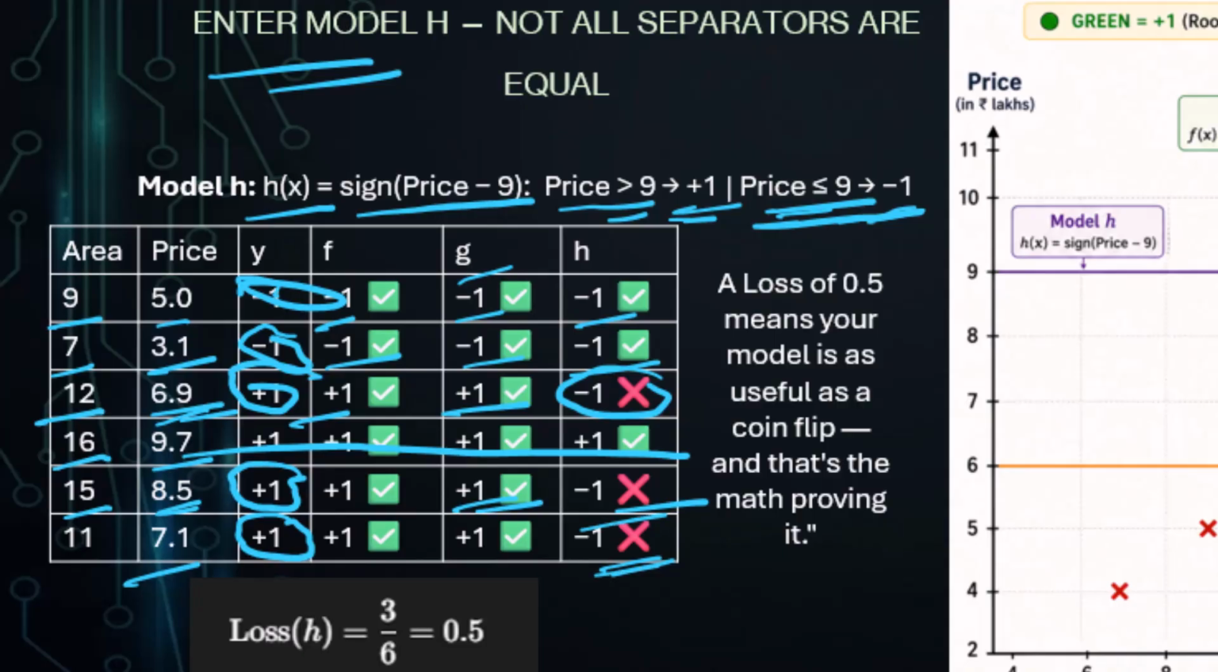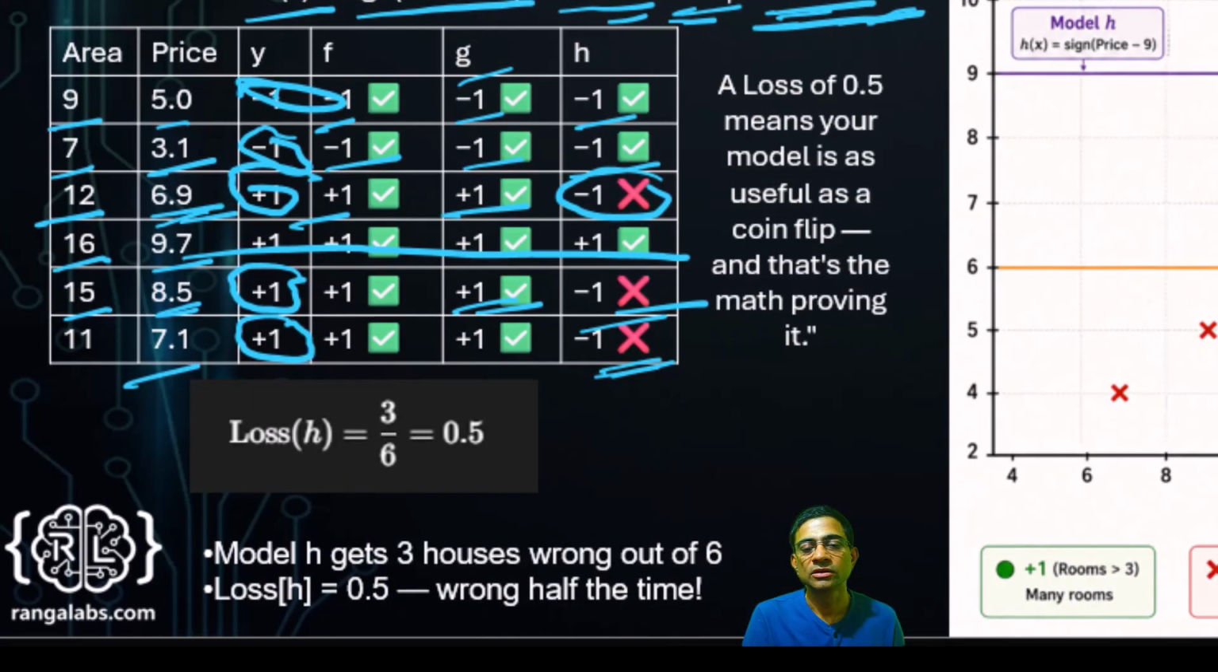So you have 3 incorrect out of 6. So the misclassification rate is 3 by 6, that is 0.5. This is as good as tossing a coin. What are the chances of getting head or tail? It is 0.5. So now we have 3 models, and what we said earlier, whichever has the minimum misclassification rate is the best model, right?